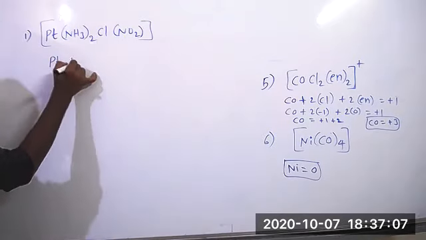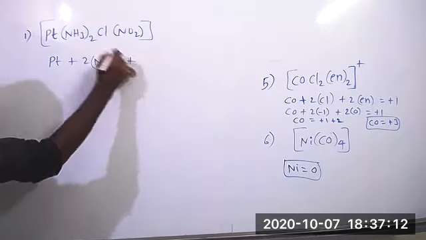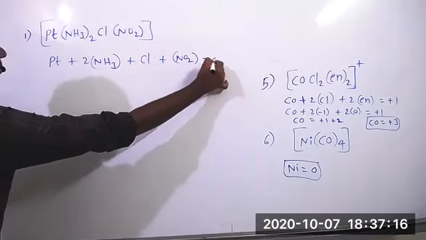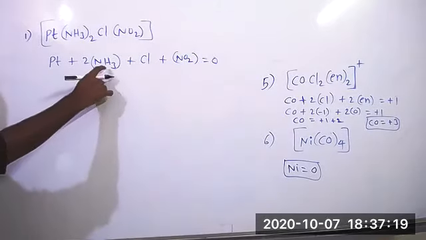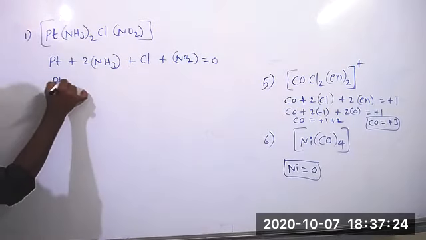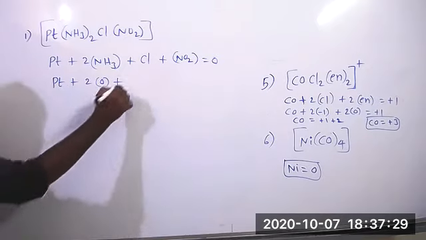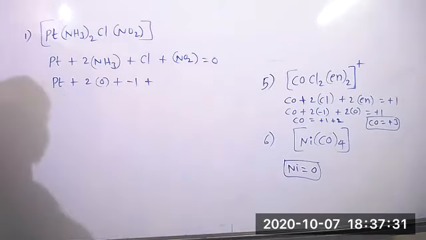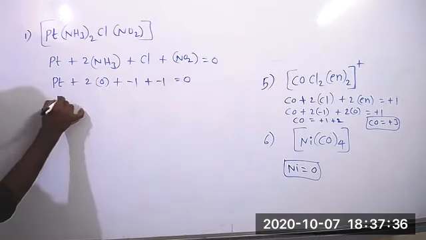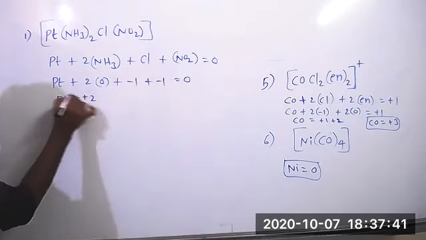First platinum plus 2 ammonia plus 1 chlorine plus 1 nitro group equal to 0. What is the charge of NH3? 0. It is a neutral ligand. Pt plus 2 into 0. Chlorine? -1. Very good. NO2? -1. Platinum plus 0, -1, -1 equal to 0. It is -2. Move that side. It will become +2.